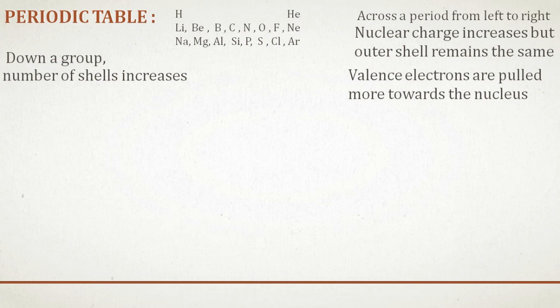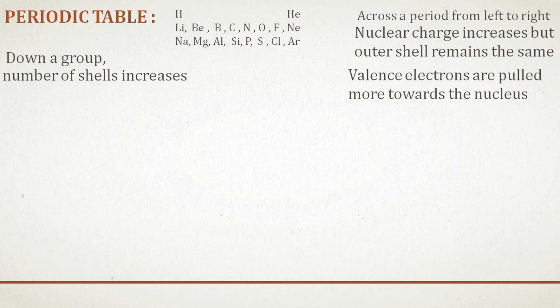Now for lithium, say 3 protons are pulling 3 electrons, and for beryllium 4 protons are pulling 4 electrons. So where will the attraction force be more? Where there are more protons and electrons attracting each other, correct? That is why it is said that valence electrons are pulled more towards the nucleus. And you know very well, protons are positively charged, electrons are negatively charged, that is why they are pulling. So wherever the electron is at the outermost shell, it is being pulled by the greater number of protons.